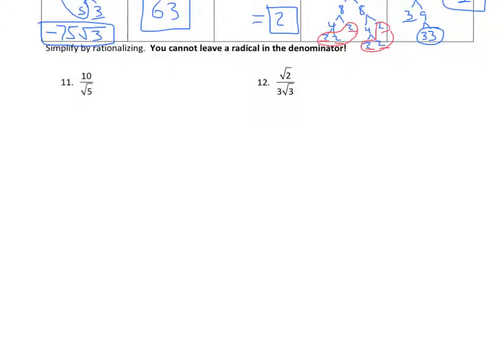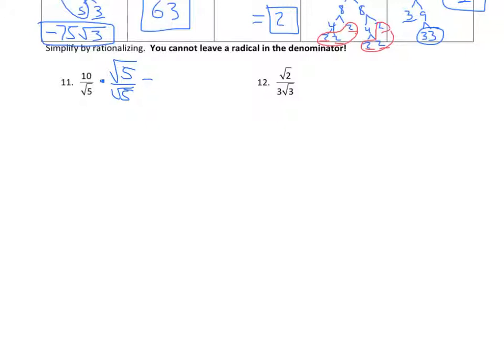In this next part, we are simplifying by rationalizing. It's called rationalizing a denominator. You're not allowed to leave a radical in the denominator. So to make it go away, you take whatever radical is in the denominator and you multiply the fraction by that number over itself. So I'm going to multiply this by radical 5 over radical 5. Now I'm allowed to do this because anything over itself is 1. So I'm really just multiplying it by 1. I'm not changing the value of the number.